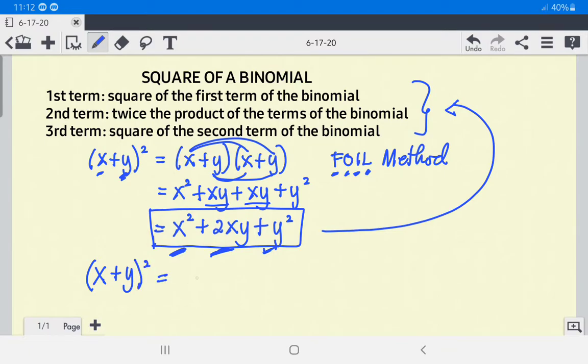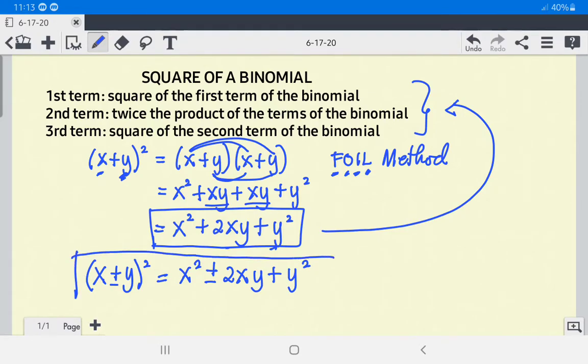And so we can say that the square of x plus y is equal to x squared plus 2xy plus y squared. So if this is plus, x plus y, the middle term should be positive, or plus. Now if this is minus, it should be minus also. Okay, so you have to remember that.